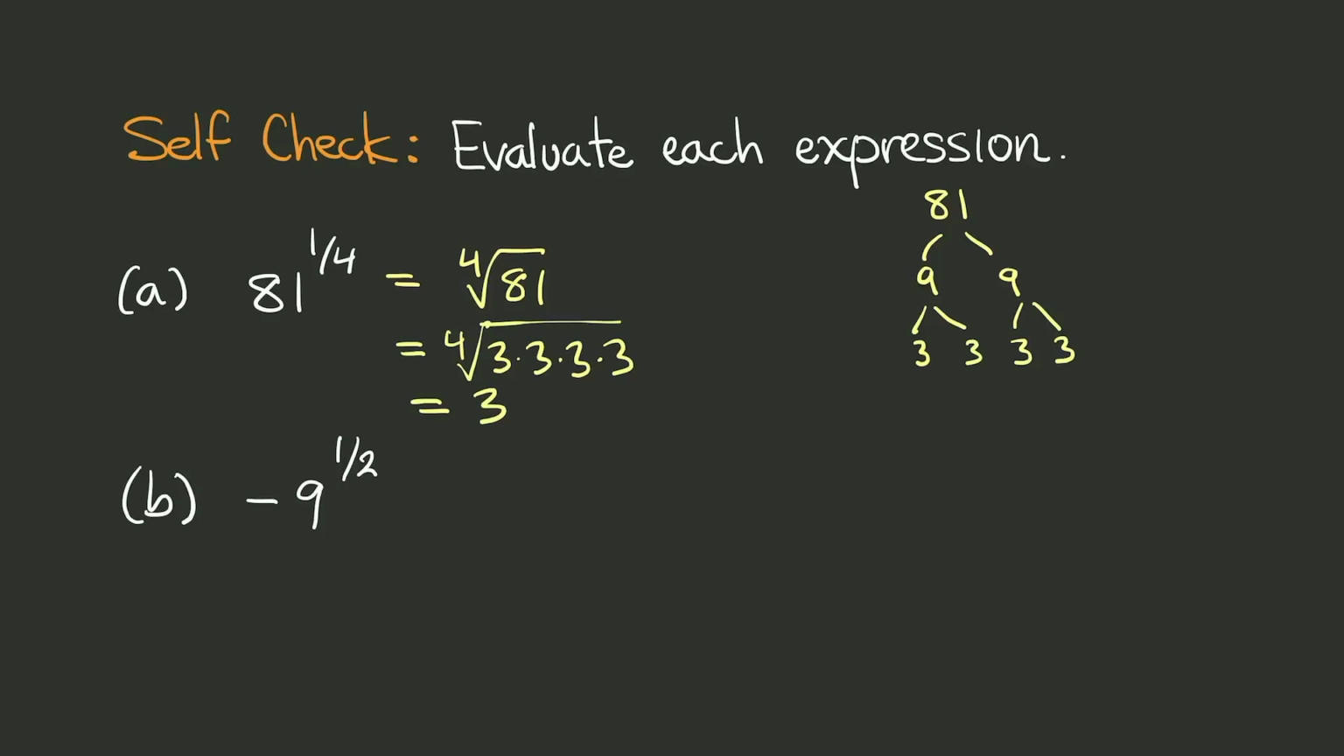Now, we need to be careful here. If we were to put parentheses around that negative 9, then this would not have a real answer because it would be the square root of a negative number. But there aren't parentheses, meaning that this 1/2 exponent only has the base of 9, and the negative sign is just sitting out in front. So let's just leave that negative sign sitting out in front, and then we have the square root of 9. Well, the square root of 9 is 3, so our final answer is going to be negative 3.